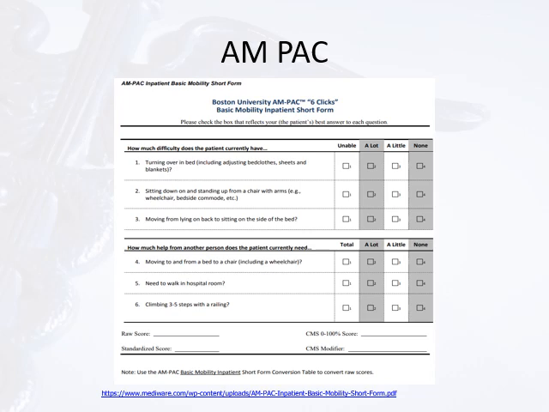In some cases, your discharge recommendations may be automatically assisted by calculation of the AMPAC score. The AMPAC, the activity measure for post-acute care, is a basic mobility scale that assesses 6 domains of patients' mobility. As you can see, we're looking at how much difficulty does the patient currently have turning over in bed, sitting down on and standing up from a chair, moving from lying on their back to sitting on the side of the bed, and how much help does another person need to give the patient moving to and from the bed to chair, to walk in a hospital room, or to climb 3 to 5 steps with a railing.